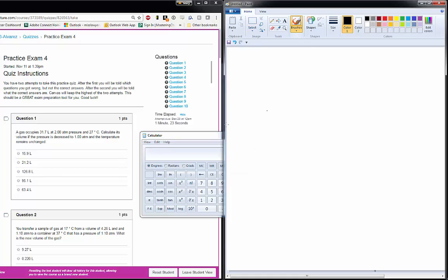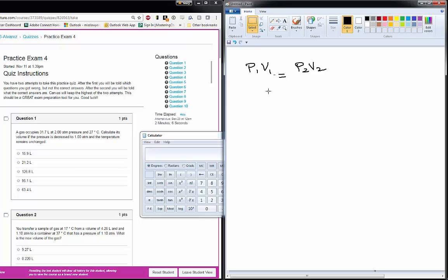So let's get started. First question we have here talks about a gas, and it tells us we've got 31.7 liters at 2 atmospheres pressure and 27 degrees Celsius. We want to know what the volume is if the pressure was decreased to 1 atmosphere and the temperature remains unchanged. Now I told you I wouldn't give you the individual gas laws, but you can figure out what they're looking for if we use our combined gas law, P1V1 over T1 equals P2V2 over T2, and they're telling me the temperature remains unchanged. So I actually don't even need the T2 and the T1 because I'm at a constant temperature.